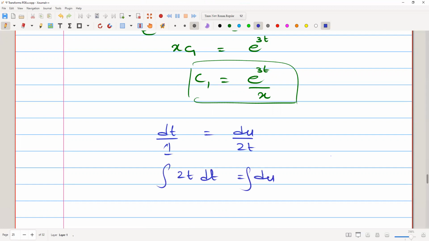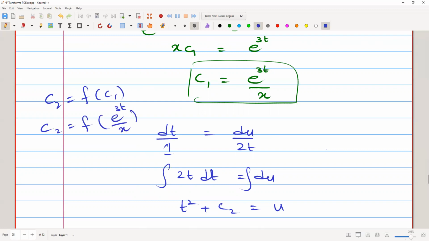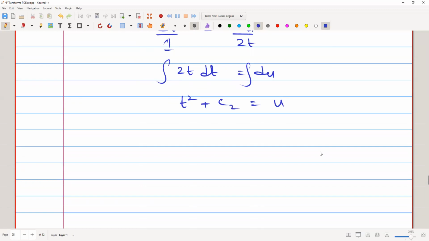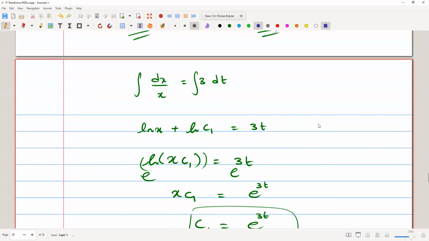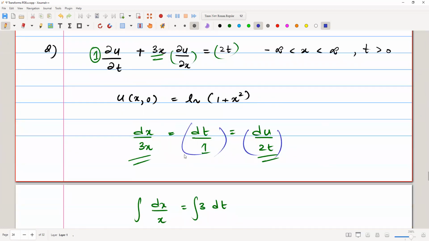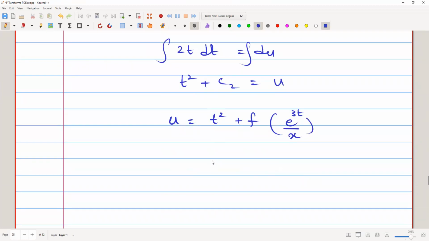Now the time for integration, so it will be t squared plus c2 equals u, and c2 is nothing but a function of c1. So c2 is a function of c1, therefore c2 is going to be a function of e to the power 3t over x. Right, now we can just write u equals t squared plus f of e to the power 3t over x and use the initial condition. So the initial condition we have is u(x,0) equals ln(1 plus x squared).